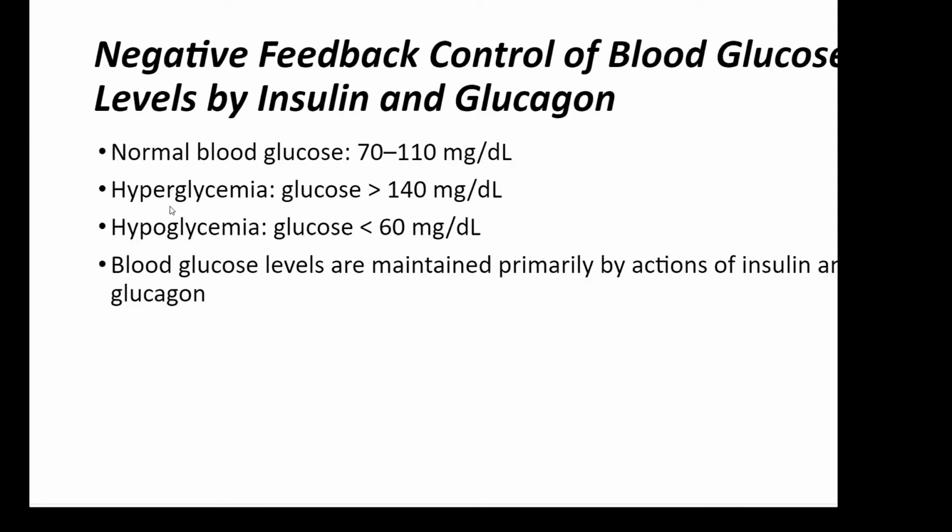So hyperglycemia, too much sugar, too much glucose in the blood, starts at about 140 milligrams per deciliter, right? If we have too much blood glucose, really need some insulin there, right? Or have a hypoglycemic state, right? Glucose is going to be less than 60 milligrams per deciliter. Neither of these are good for your body. So both of these are places we might want to intervene. Those glucose levels are going to be maintained primarily by the actions of insulin and glucagon.